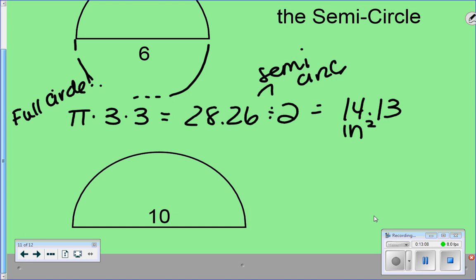Oh, what's the answer? 39.25? Maddie? Inches squared? What's the matter, Maddie? Did you use 5? 5 times 5.